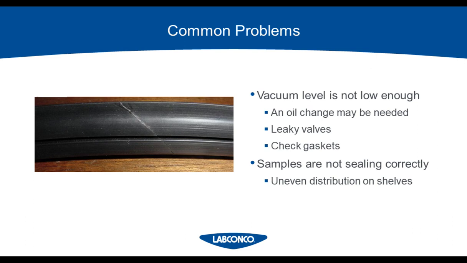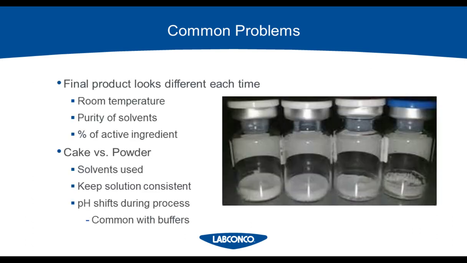Once you're running, you do want to monitor your vacuum level. If you don't have a low enough vacuum level, there could be a couple reasons. You may have cracks in your gaskets. There might be dirt or debris on your gaskets, or you might even need to just do an oil change on your oil pump. So these are all things that you want to take a look at before running a sample to make sure that you're going to get optimal processes.